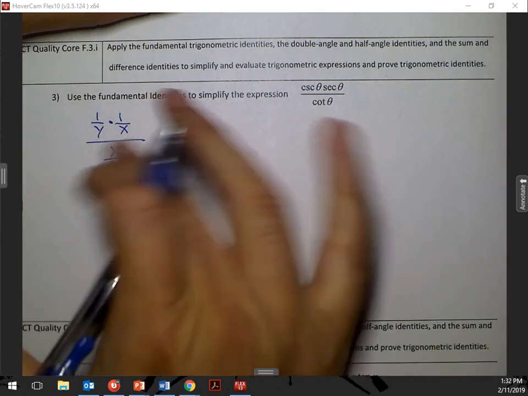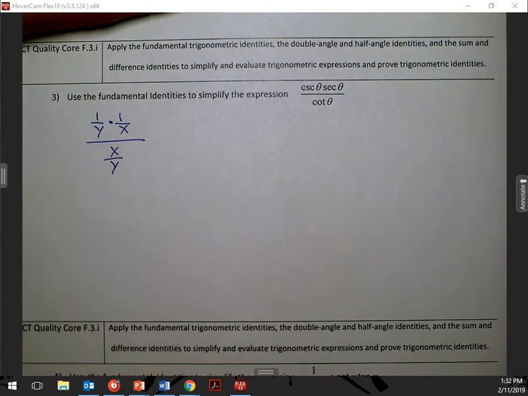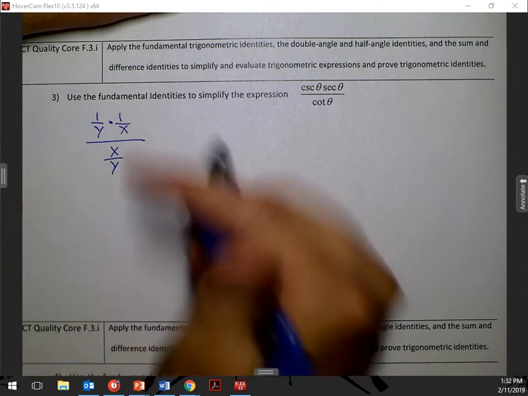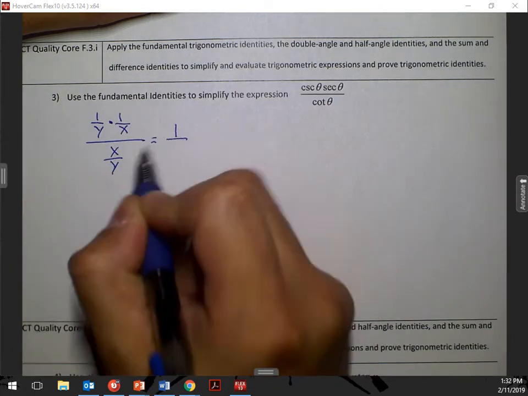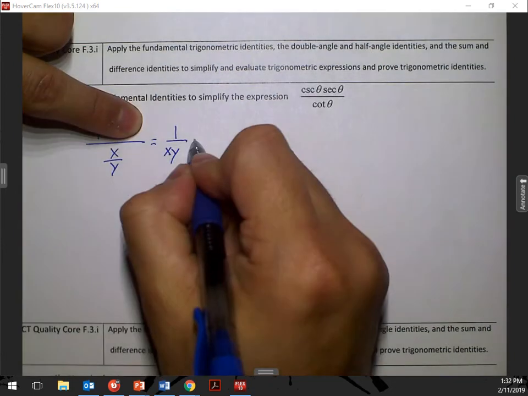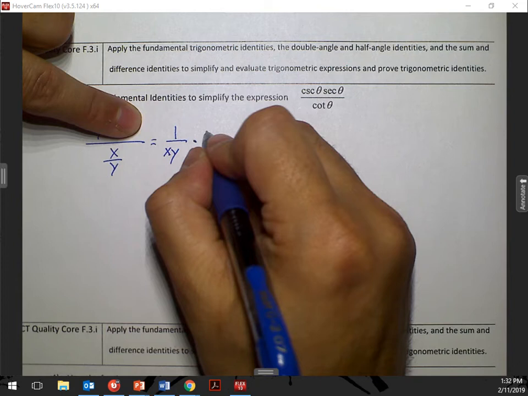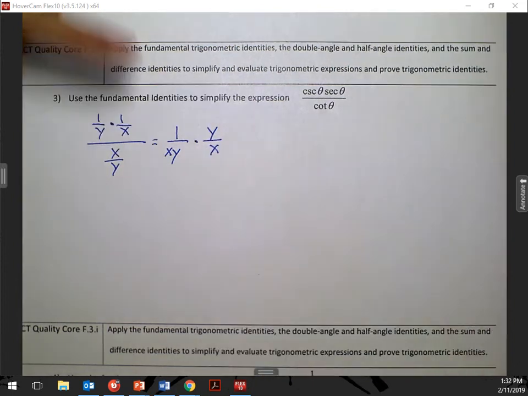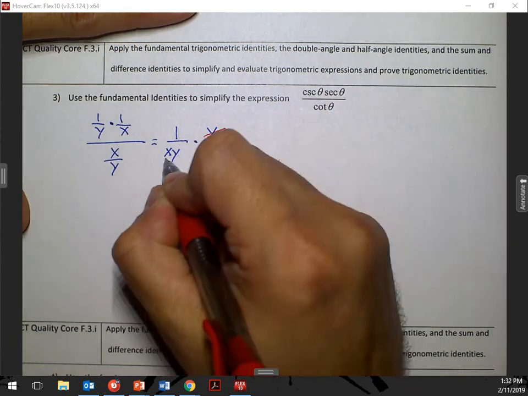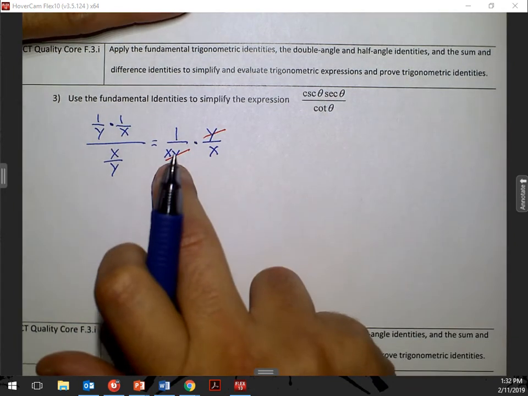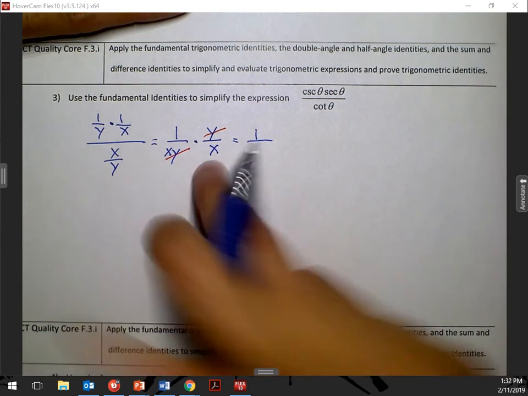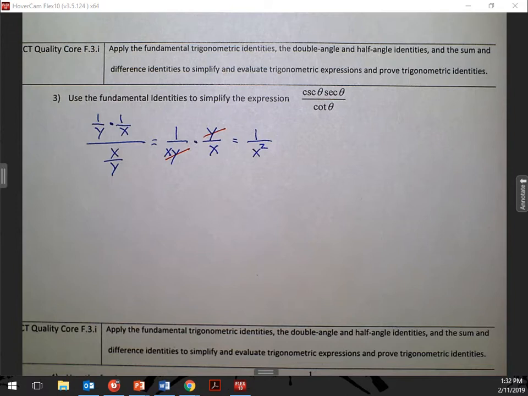All right. So now, I can't divide fractions. I multiply by the reciprocal of the bottom. So on the top, I'm going to have 1 over x y, right? That's the top. Times the reciprocal of the bottom, which is y over x. The y's cancel out and it's 1 over x. So that's going to give me, on top, 1 over x squared.